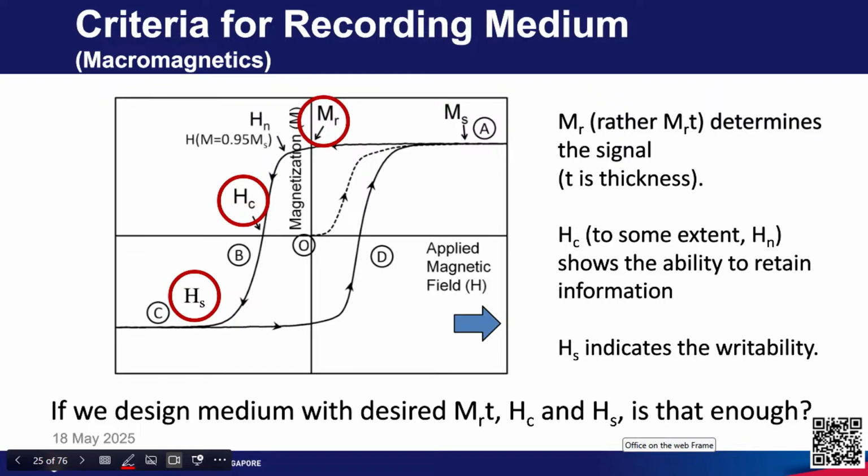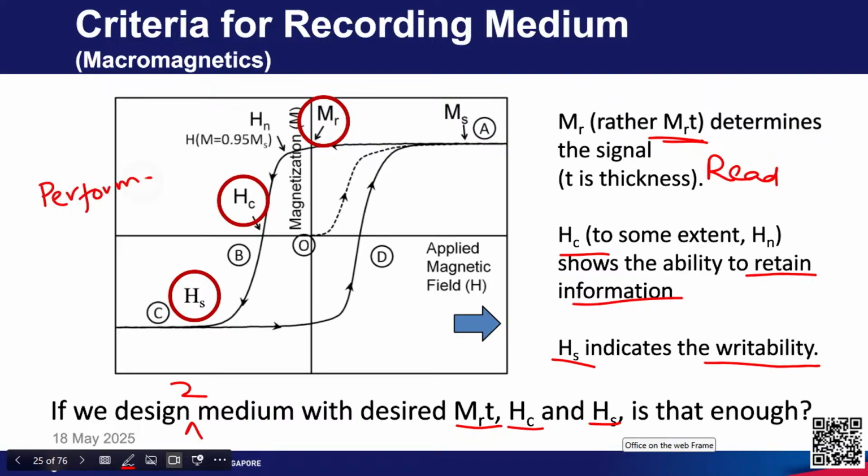So far I was giving you a very simple picture that MR multiplied by thickness is related to reading, coercivity is related to the storage, and saturating field is related to writability. Suppose I design two recording media with desired values of MRT, coercivity and saturating field. Will they give rise to the same performance, or not, is the question.